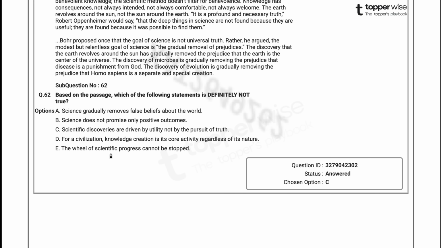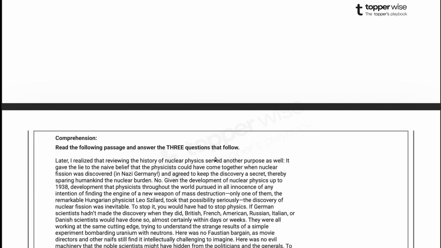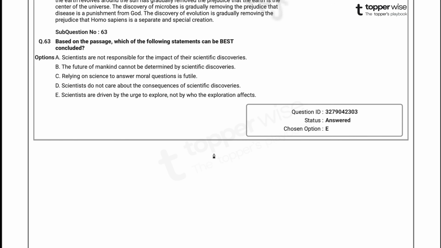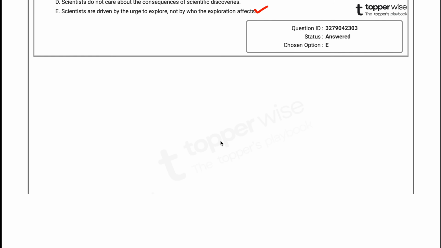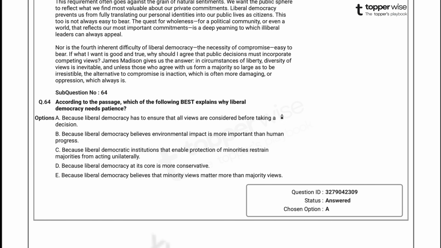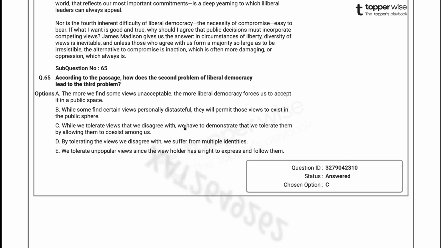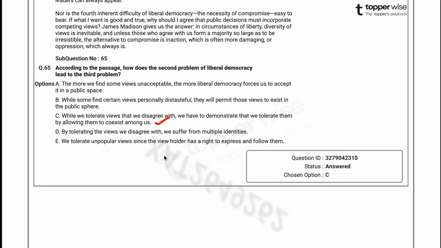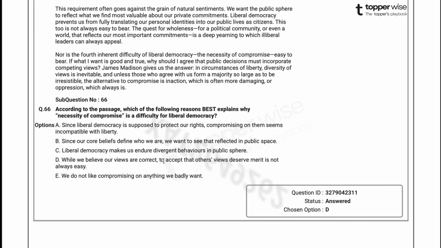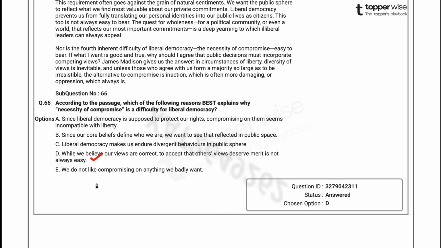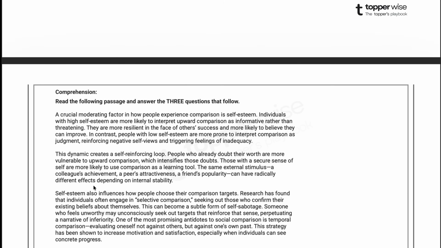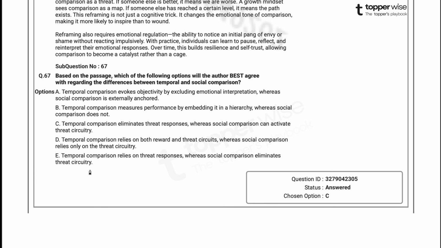For 62, option C will be the correct answer. For 63, option E will be the correct answer. For 64, option A will be the correct answer. For 65, option C will be the correct answer. For 66, option D will be the correct option. For 67, option C will be the correct answer.